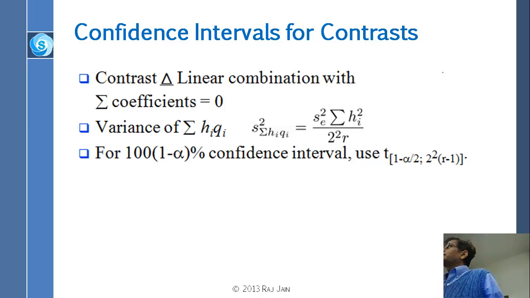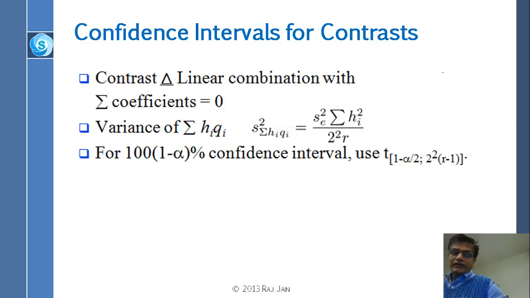But before I go to the contrast, if you take any q values, they don't have to be all of them, some q values, and you multiply them with some factor h, and you add them up such that the h adds up to 0, then this thing is called a contrast. So the variance of the contrast can be computed by this formula, and you can use the same t interval as before.